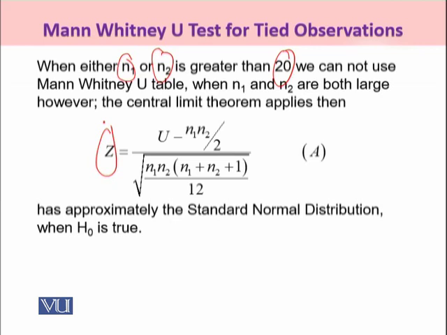So students, to design the Z, what we are supposed to do is subtract the mean from the U, which is the Mann Whitney U test value, and divide it by its standard error. So students, U is your variable of interest here. N1, N2 by 2 is the mean of U, whereas in the denominator, you can observe the standard error. So this particular value of Z approximately follows the standard normal distribution, provided your null hypothesis is true.